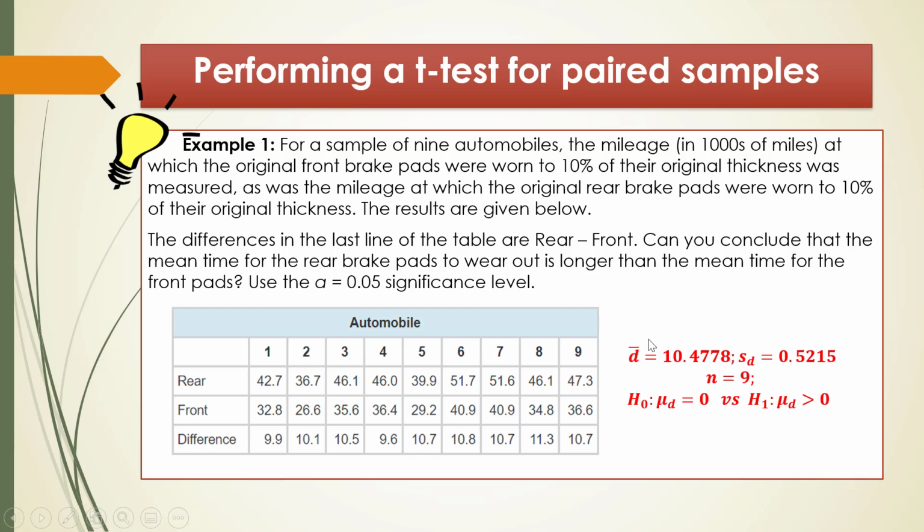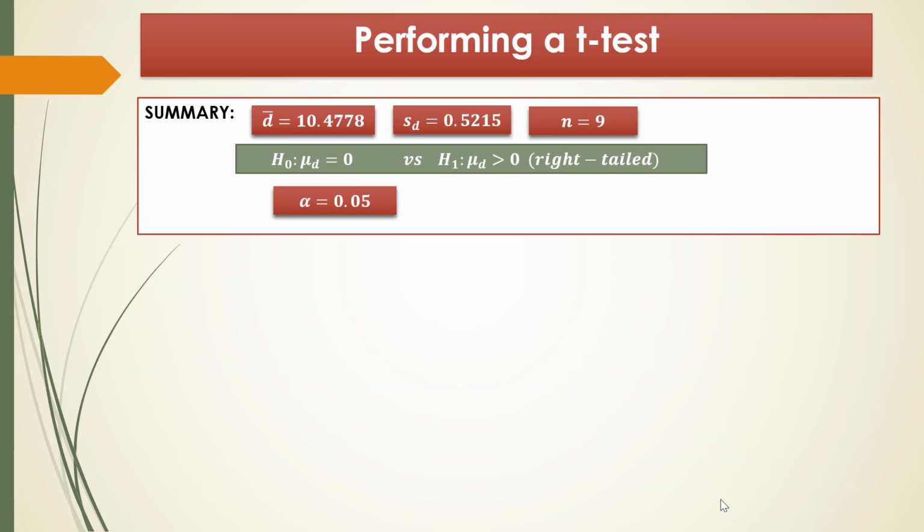And from this sample, we can find some statistics. The sample mean d bar is 10.4778. The sample standard deviation is 0.5215, and the sample size here is 9. So now the problem is easy. It's just like running a t-test. Alright, so this is the summary of the problem.